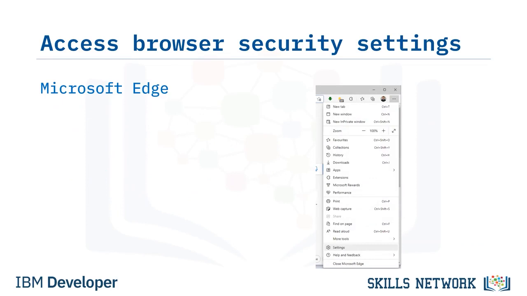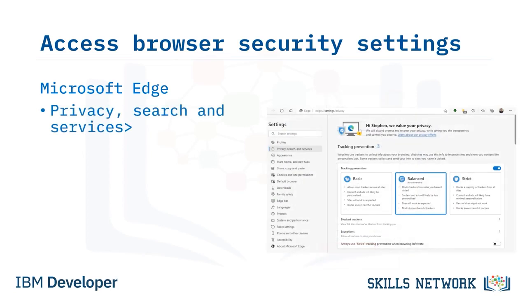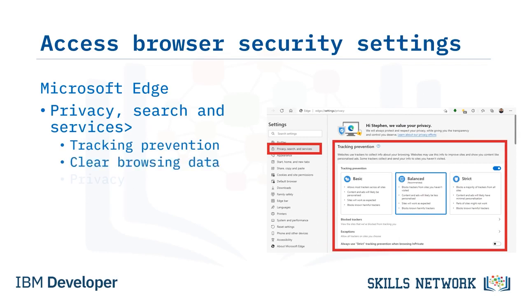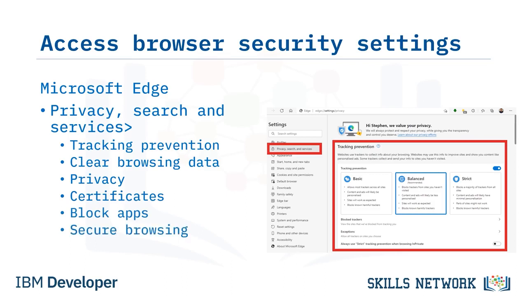And in Microsoft's Edge web browser, you can access security and privacy settings by selecting the Settings and More button, that's the horizontal 3 dots in the top right corner, and select Settings. Then, for most security settings, you select Privacy, Search, and Services from the left navigation menu. Here, you can configure several security settings, including tracking prevention, clearing browser data, privacy settings, managing certificates, blocking unwanted apps, secure browsing options, and services settings. You can also navigate directly to this settings page by browsing to edge://settings/privacy in the address bar.